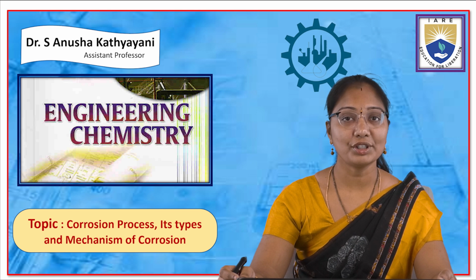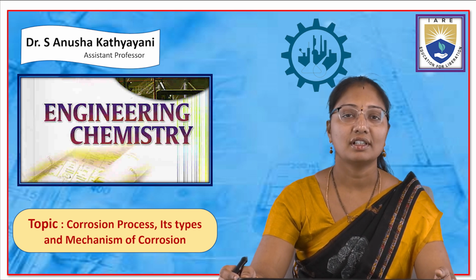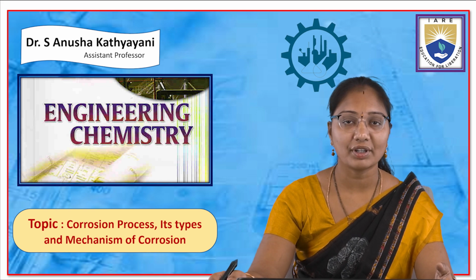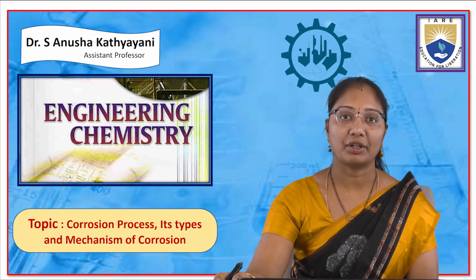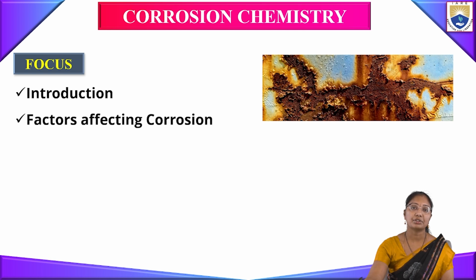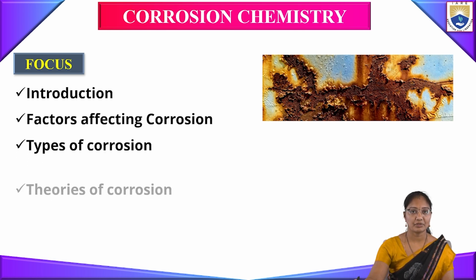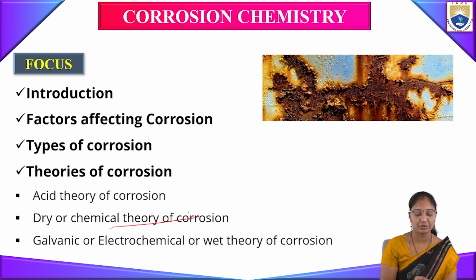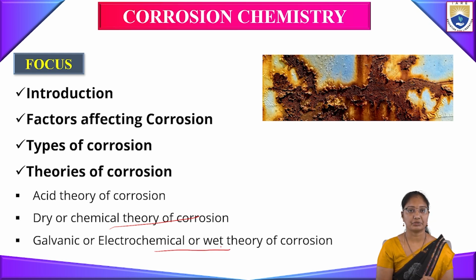Today, we are going to see about corrosion. What are the processes involved in corrosion, what are the types of corrosion, and the mechanism of corrosion. So, we are going to focus on the introduction to corrosion, followed by factors affecting corrosion and types of corrosion, and theories of corrosion like the acid theory of corrosion or dry or chemical theory of corrosion, or galvanic or electrochemical or wet theory of corrosion. We are going to see in detail today.